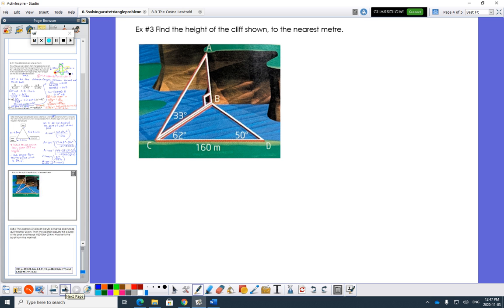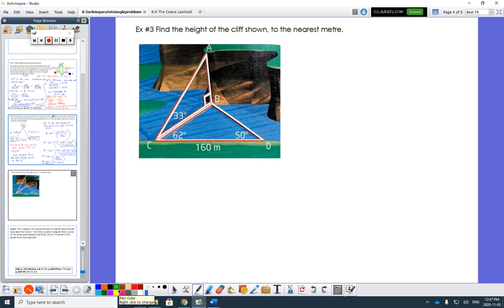Okay, so I apologize. I also feel like this picture did not photocopy super well, okay? It's asking us to find the height of the cliff, okay? So somehow, some way, show what that's going to be. So the height of the cliff is this height here.